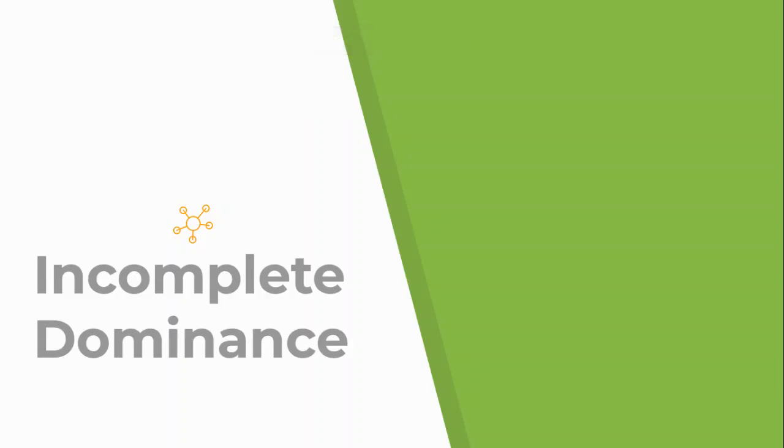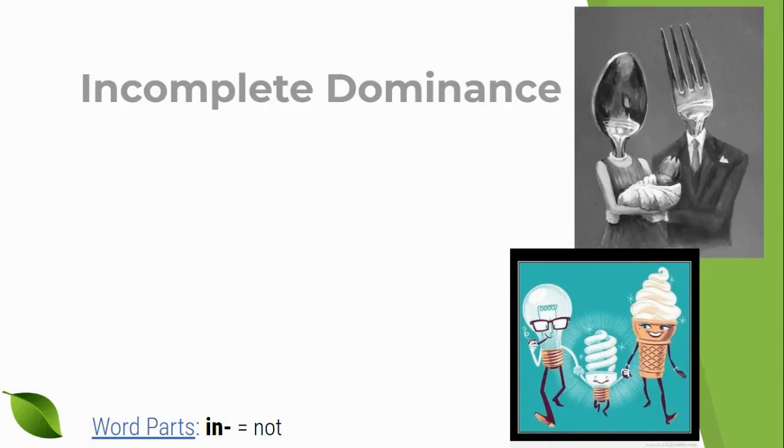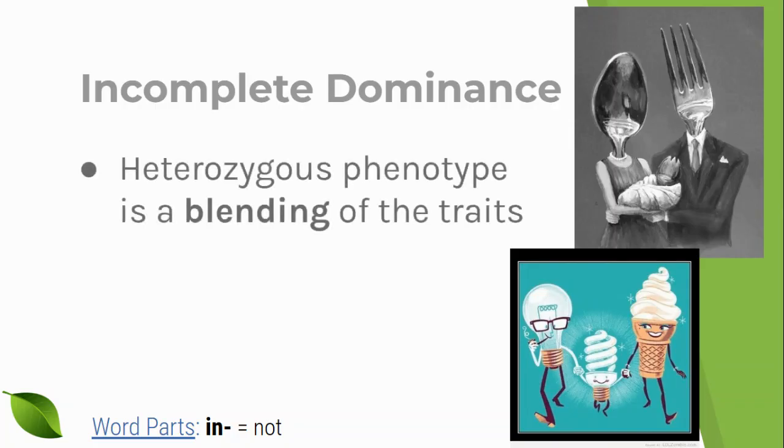In this video, I'm going to cover incomplete dominance, which is a type of inheritance pattern for some traits. What incomplete dominance means, the prefix in means not. So we still have a dominant and recessive allele. However, the dominant allele is not completely dominant. That's what incomplete dominance means.